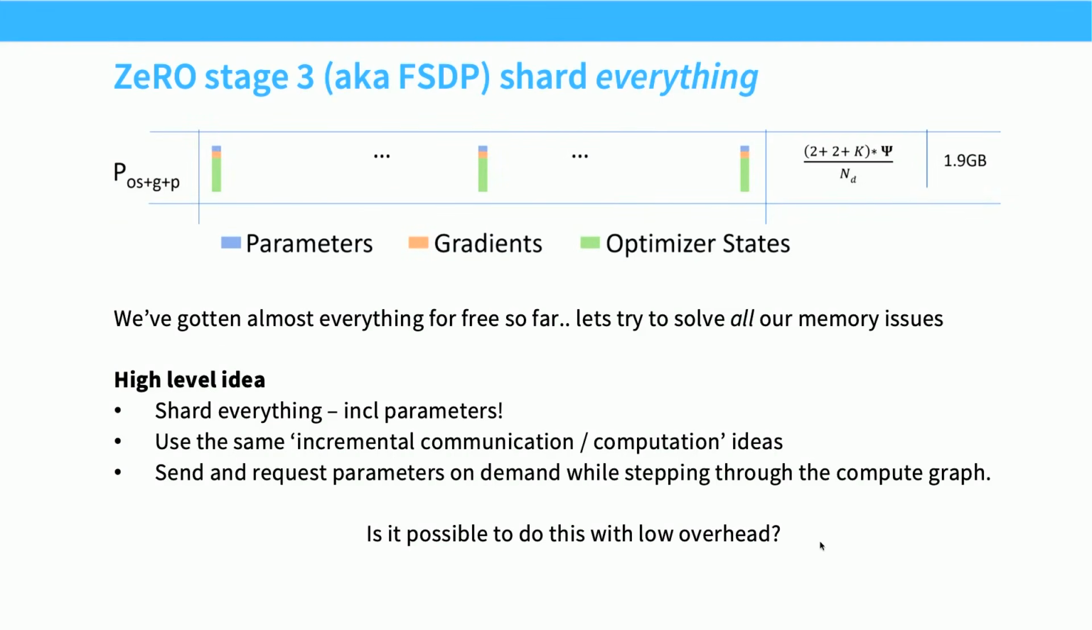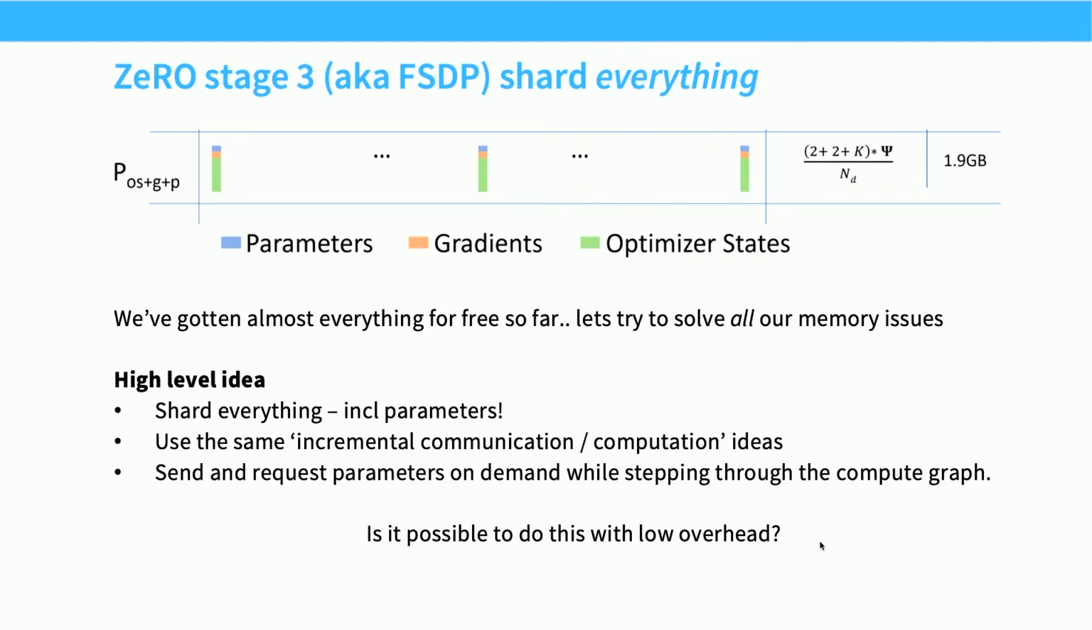Okay. So the last and the most hairy thing, and when I first learned about this, it seemed like total magic, is, we've gotten something for free so far, so let's keep pushing it. I'm going to shard the parameters as well, all the way across all the states. And so we're going to use the same kind of idea that we used in ZeRO stage 2. The idea, remember, was I'm going to do things incrementally. And so what I'm going to do is send and receive parameters on demand while stepping through the compute graph.